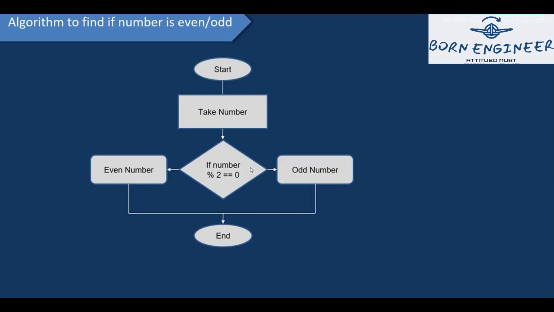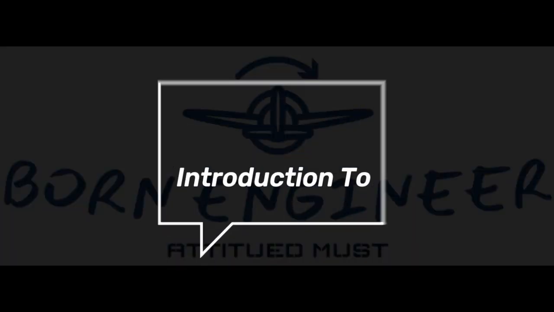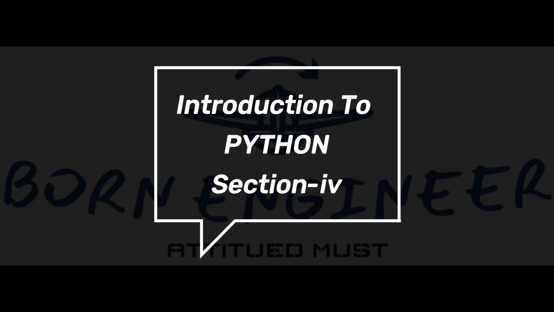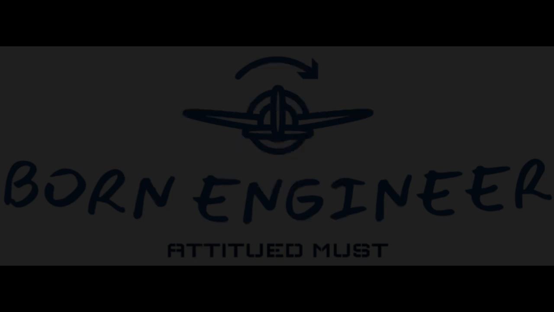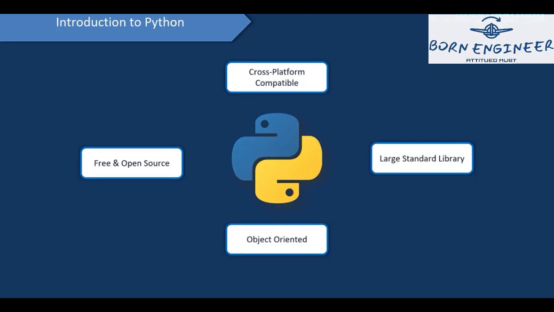So obviously, for 10, it is an even number because the remainder is equal to 0. And for 7, it is an odd number because the remainder is not equal to 0. So this is how you can formulate an algorithm to come up with a solution for the problem statement. So this was an introduction to programming, basically all of the concepts of what a programming language has.